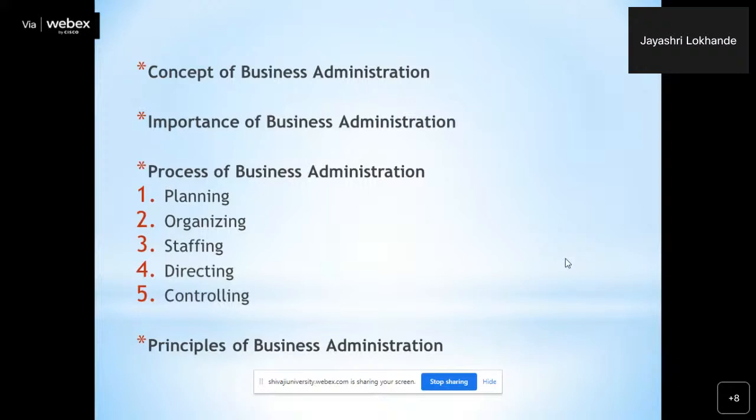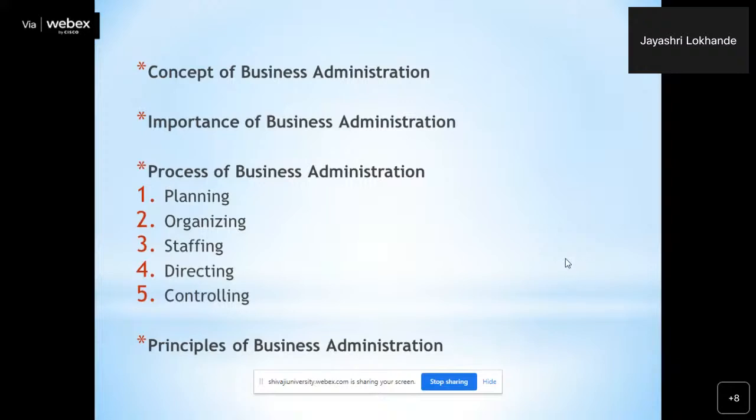It is necessary to ensure proper utilization of human and non-human resources. It is all pervasive, it is an intellectual activity, and it also helps in avoiding confusion, uncertainties, risk, wastage, etc. The second process or function of business administration is organizing.